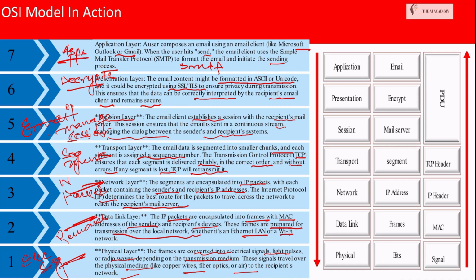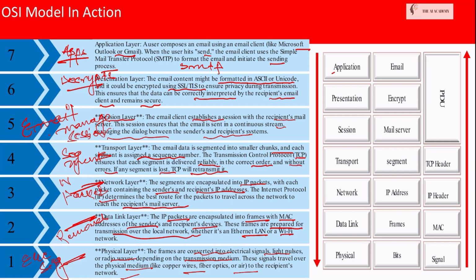This example illustrates how each layer in the OSI model contributes to the seamless transmission and reception of data, ensuring that the email is sent and received correctly, securely, and efficiently. The OSI model provides a structured approach to understanding and implementing network communication. Each layer has a specific role and interacts with the layers above and below it to ensure reliable data transfer.